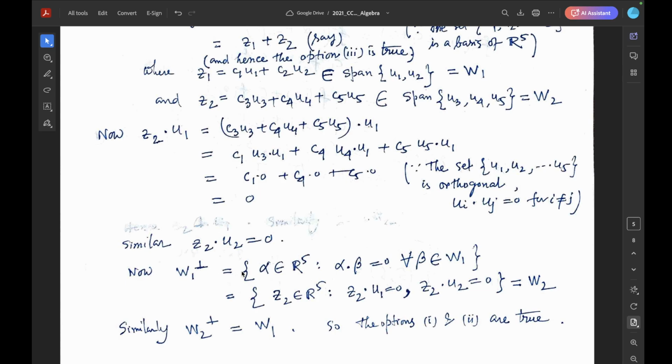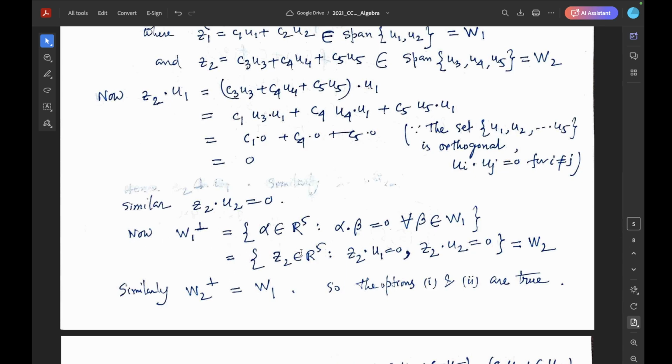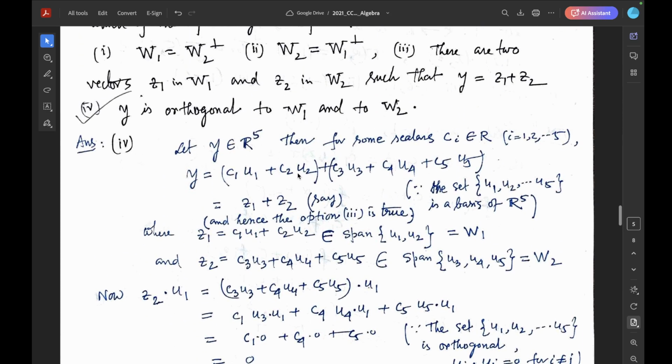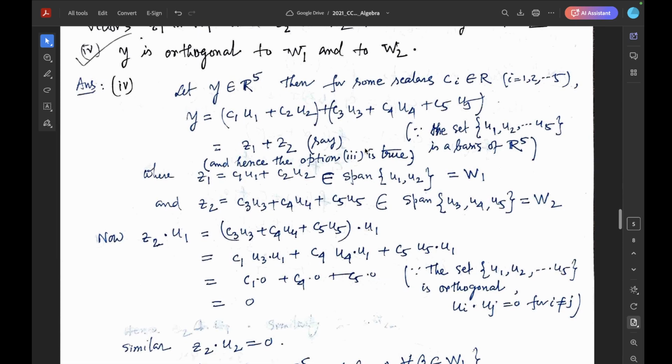Now W1 perpendicular is the set of all those vectors alpha belonging to R5 such that alpha dot beta equals 0 for all beta belonging to W1. So obviously this equals the set of all those Z2 belonging to R5 such that Z2 dot U1 equals 0, because U1 belongs to W1, and Z2 dot U2 equals 0, U2 belongs to W1, so for all beta belonging to W1. Here Z2 dot U1 equals 0, Z2 dot U2 equals 0. So W1 perpendicular equals W2. And similarly, we can find W2 perpendicular equals W1. So options 1 and 3 are also correct. So only option 4 is wrong.